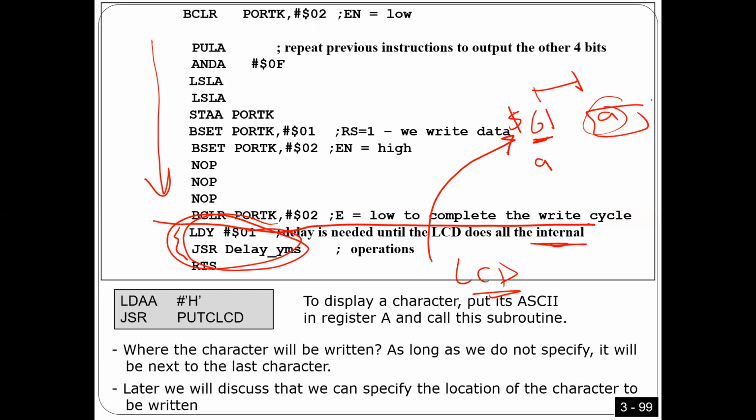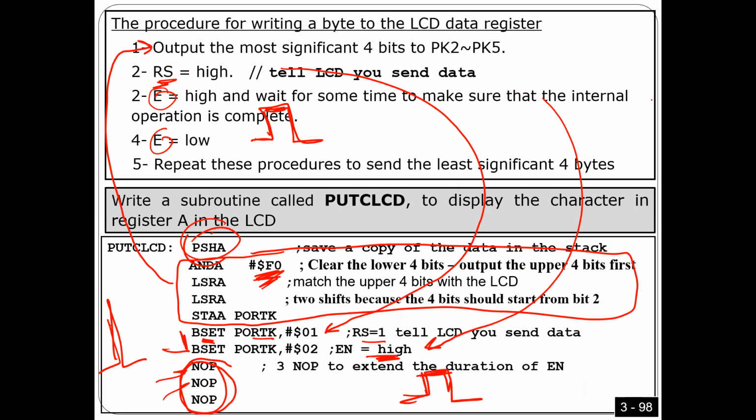Okay, guys. Any questions? Any question, guys? Okay, so now I taught one command, guys. Put character LCD, very easy. This one is used if you want to display one character on the LCD. This character has to be in ASCII. You have to put this character in register A before you call this function.